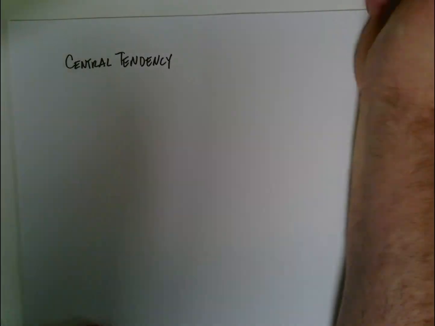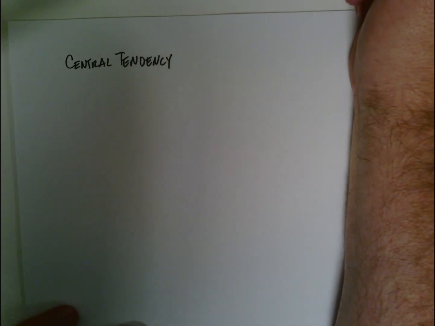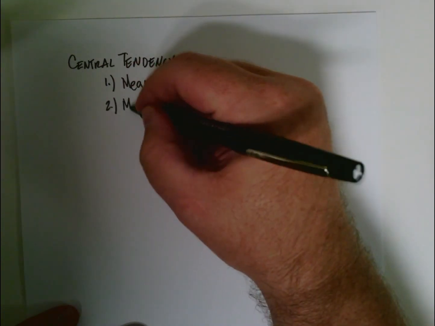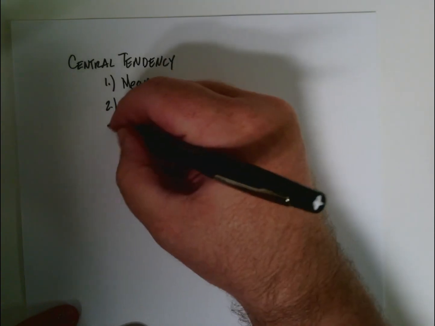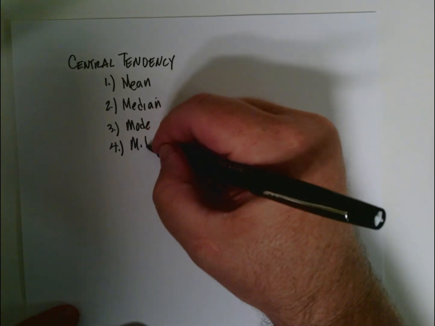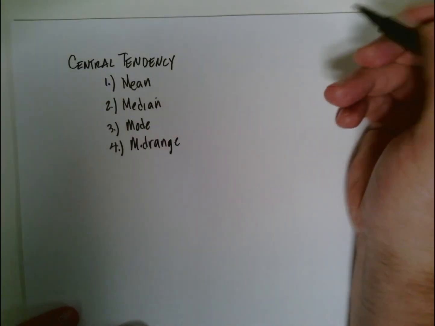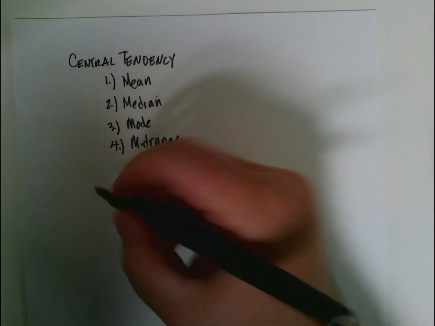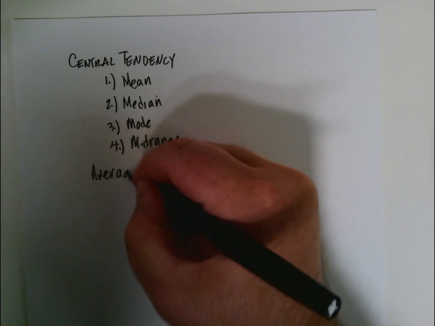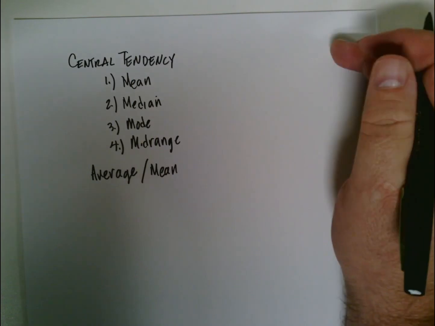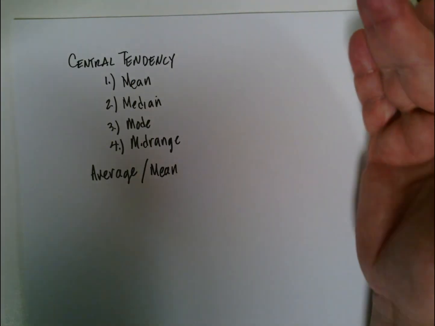Chapter 3 starts with central tendencies. These are the mean, the median, the mode, and the mid-range. All of them can be called averages and probably are used that way, but typically we use the word average and mean synonymously.